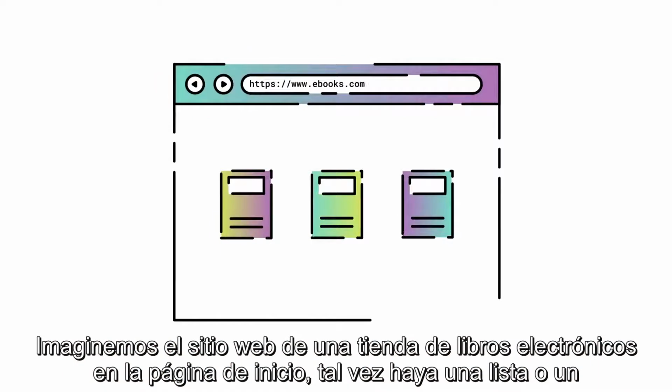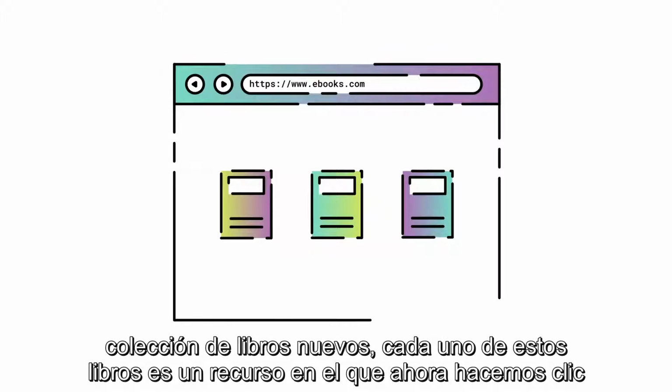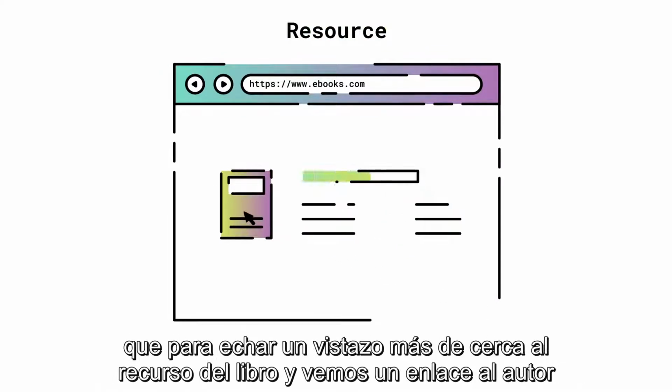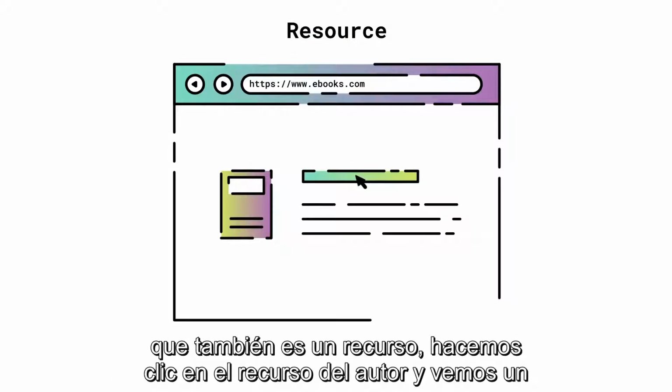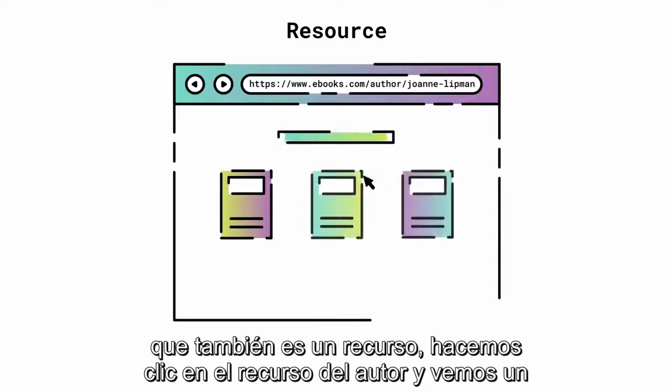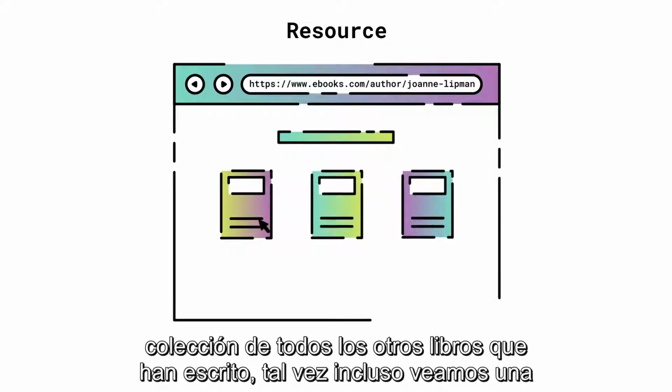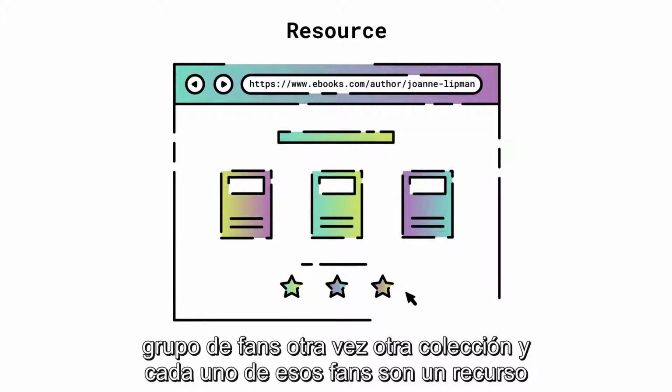For instance, let's imagine an ebook store website. On the home page, maybe there's a list or a collection of new books. Each of these books is a resource. Now we click into that to take a closer look at the book resource, and we see a link to the author, which is also a resource. We click into the author resource and we see a collection of all the other books that they've written. Maybe we even see a group of fans, again, another collection, and each of those fans are a resource.